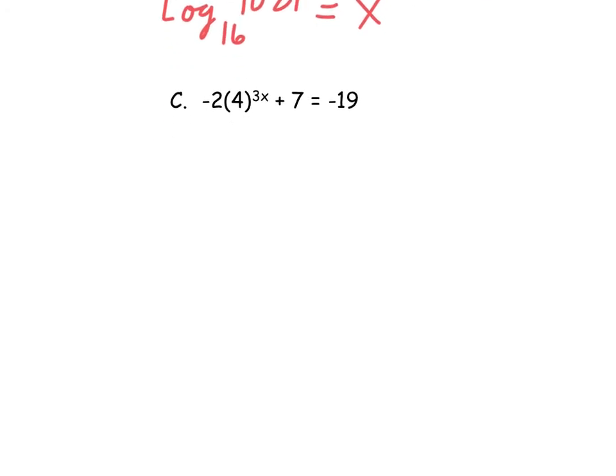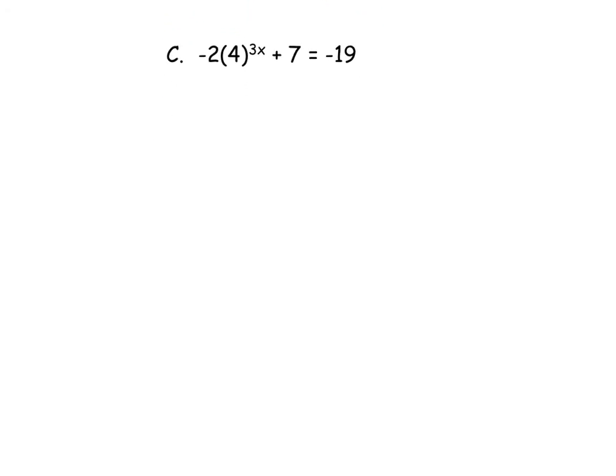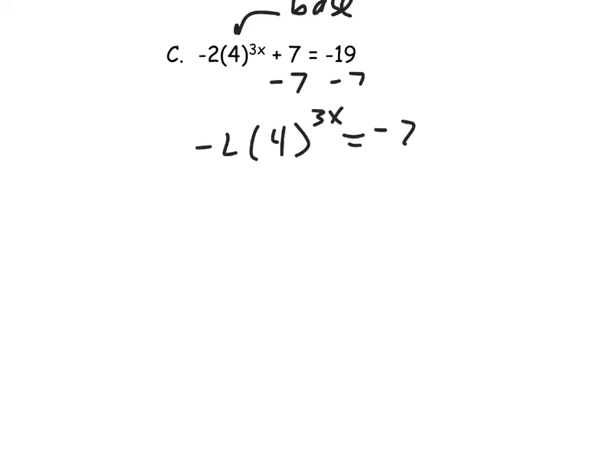We'll do C here also. Kind of the same thing. Recognize your base. Your base is 4. You got to get that base by itself. So you got to get rid of everything outside of that except the exponent. So I'm going to subtract 7 from both sides: negative 2 times 4 to the 3x power equals negative 26. I can't multiply negative 2 and 4. I got to divide by negative 2. So it's 4 to the 3x equals, in this case, positive 13.